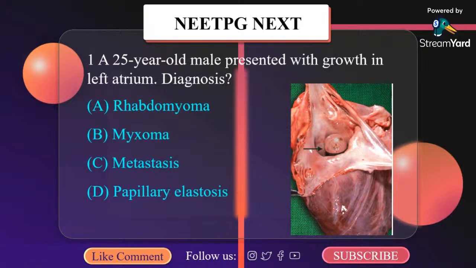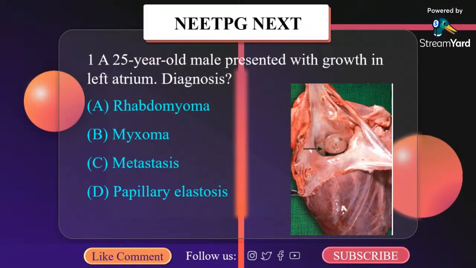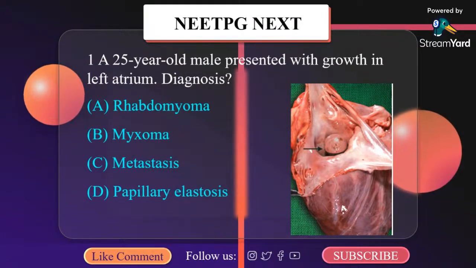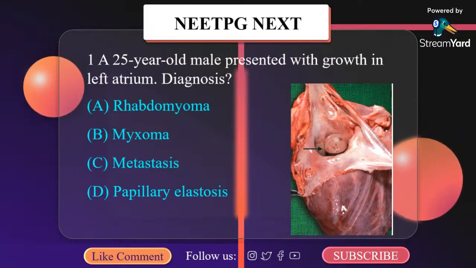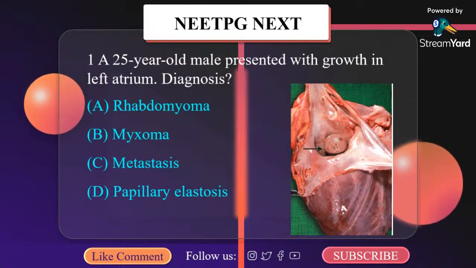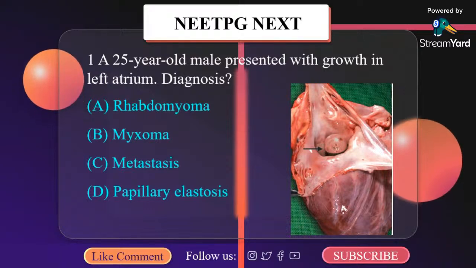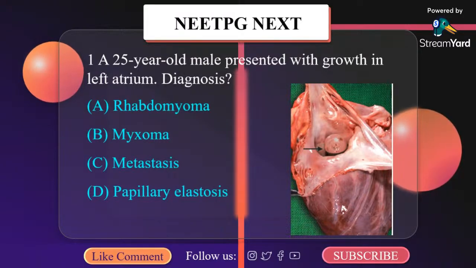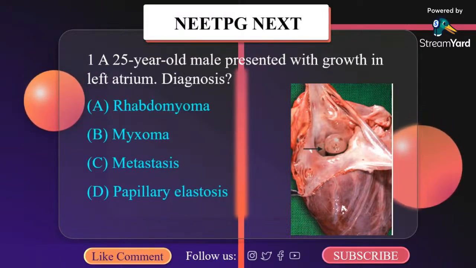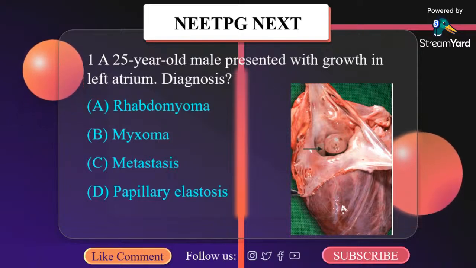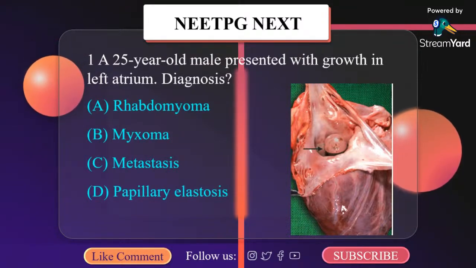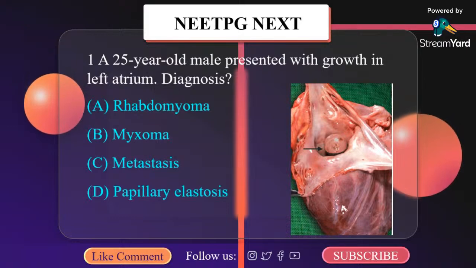A 25-year-old male presented with a growth in the left atrium. Now, diagnosis is A. Rhabdomyoma, B. Myxoma, C. Metastasis, D. Papillary elastosis.